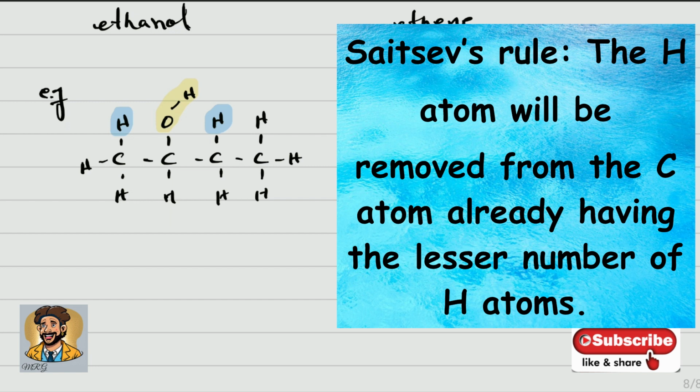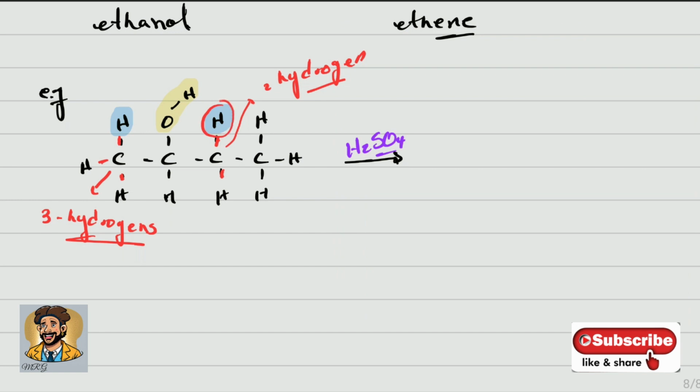Remember that one was Zaitsev's rule. Okay, we're going to look at this one. This carbon has 3 hydrogens attached to it. We have 1, 2, and 3. But this carbon here has only 2 hydrogens. I have one on top, one at the bottom. So, according to Zaitsev's rule, we have to take the hydrogen from the carbon that has the fewer hydrogens. In other words, we are going to take this hydrogen away.